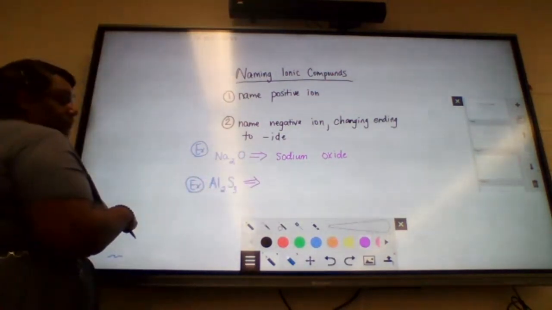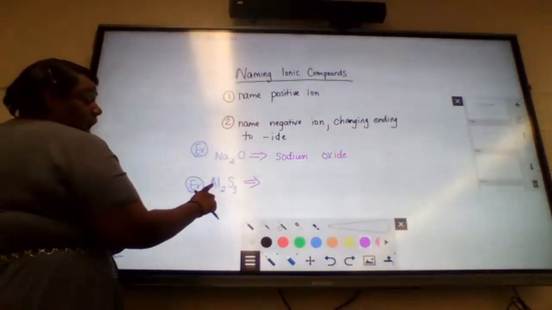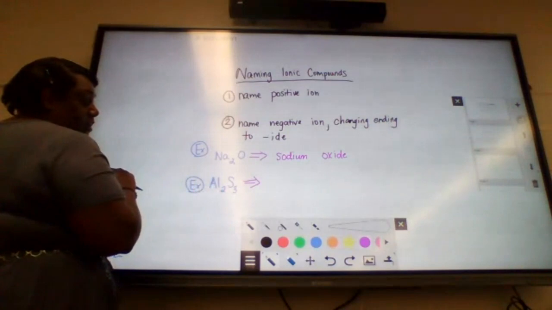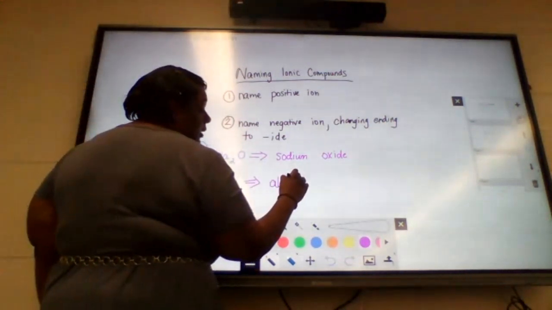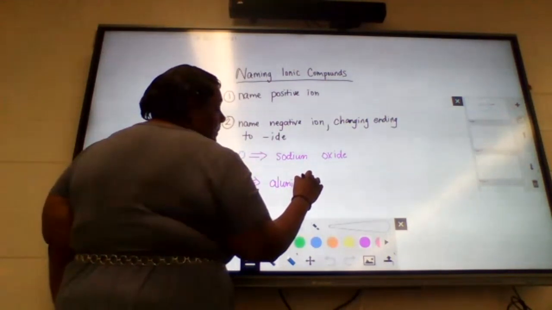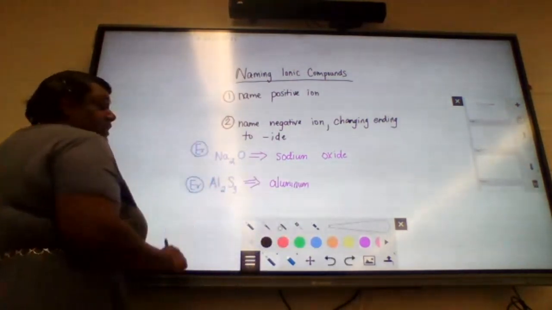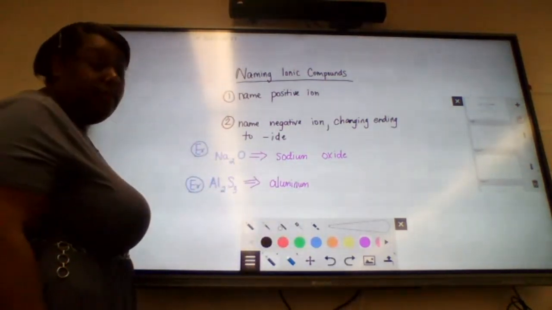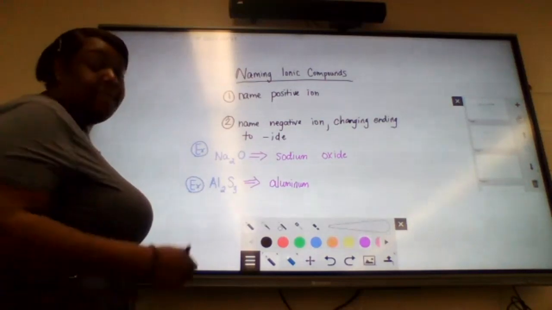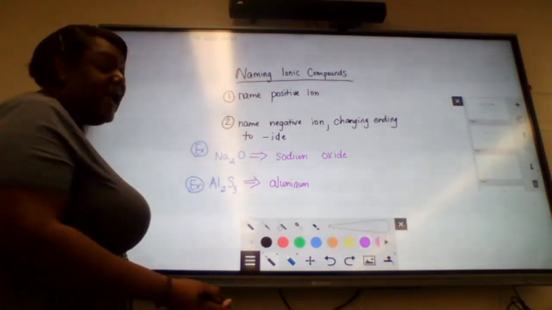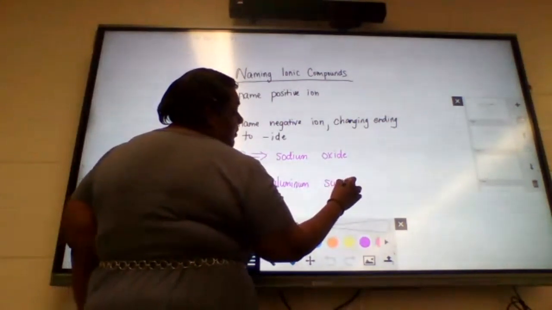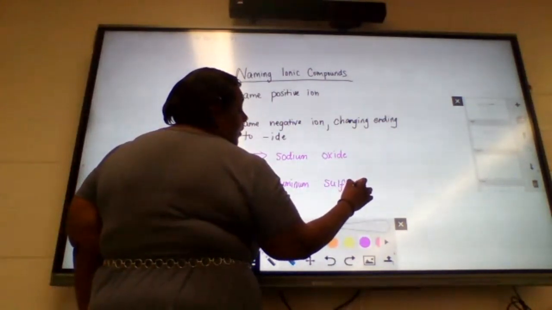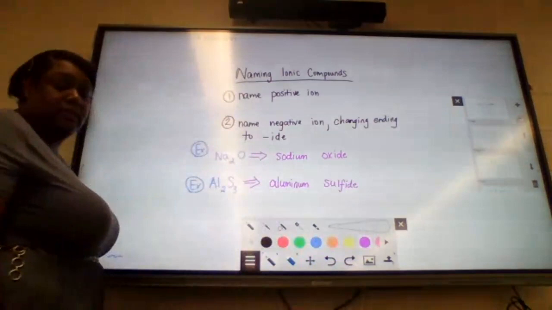When we look at this next one, notice we've got aluminum, which is Al. So we write that down because that's the positive part. Aluminum. And then the S stands for sulfur, but we've got to change that ending to -ide. So the name of that compound would actually be aluminum sulfide.